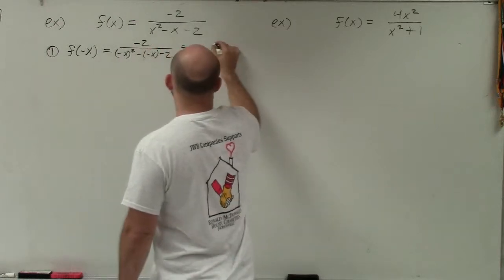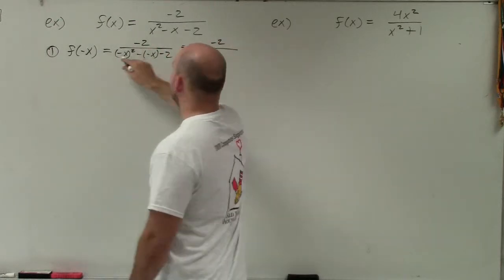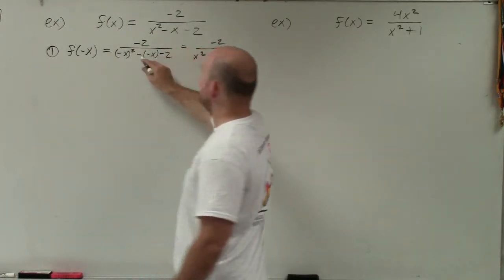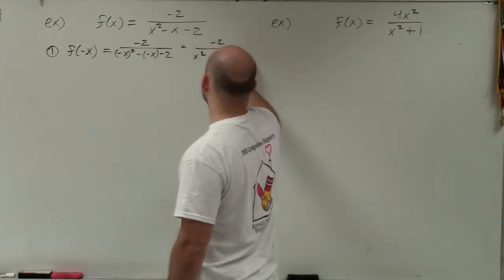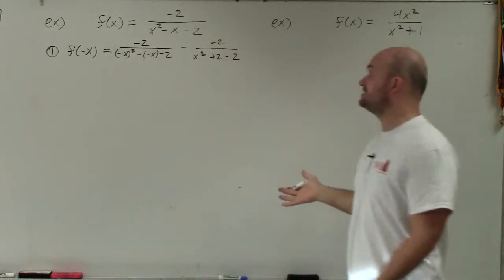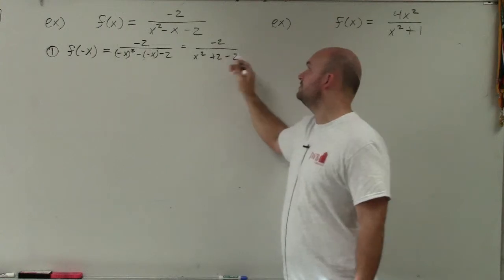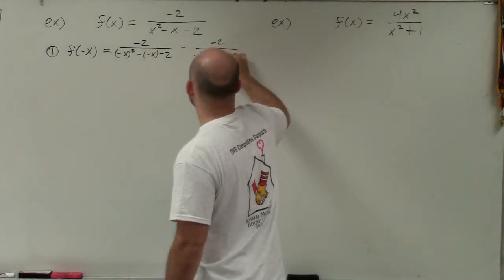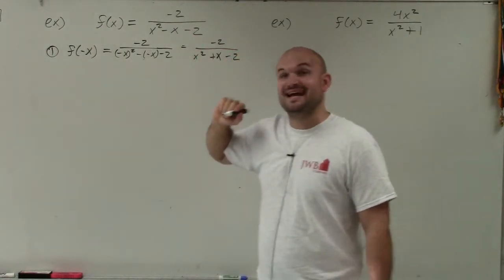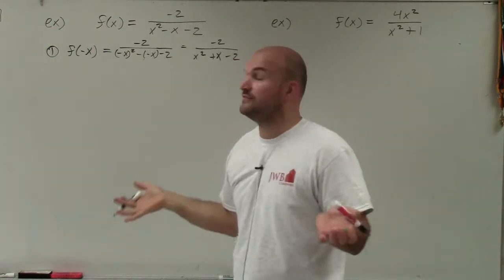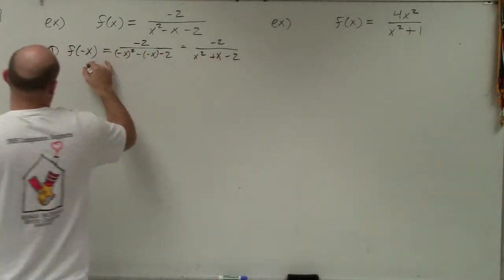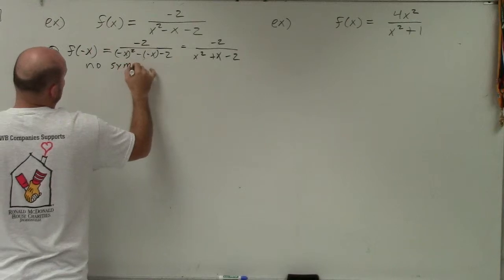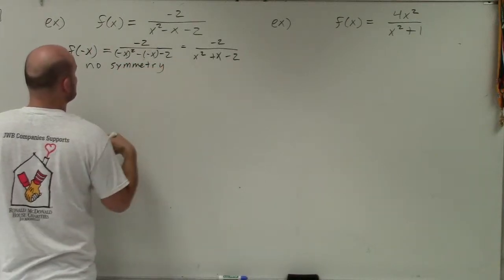So when I simplify this, I obtain negative 2 up top. Negative x squared is a positive x squared, minus a negative x is positive x, and minus 2. So it's very close to being the same equation, except my x is positive here, where in the numerator it's negative. Therefore, it's not a whole negation of the function, nor is it exactly the same. So unfortunately, we cannot use symmetry when graphing, because there is no symmetry.